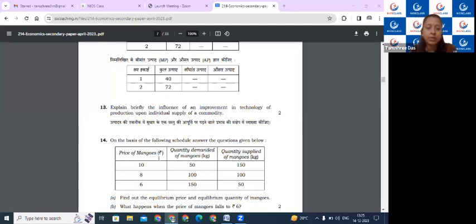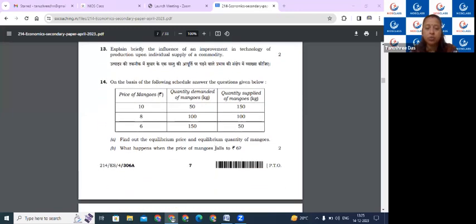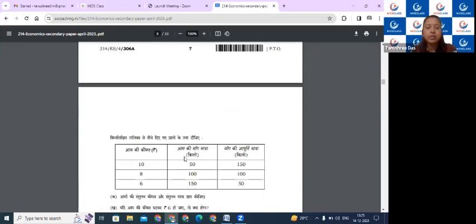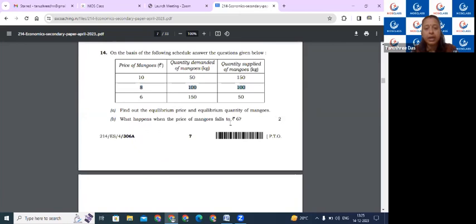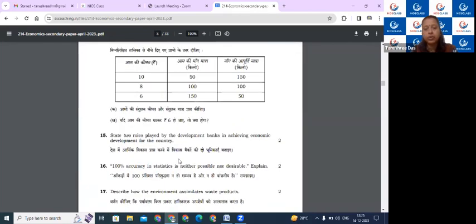Then, on the basis of the following schedule, answer the given questions. Find out the equilibrium price and equilibrium quantity of the mangoes. This is the equilibrium price and quantity: 800, 100. This is the place where the quantity demanded and the quantity supplied are equal. Then what is the next question? What happens when the price of the mango falls to ₹6? When the price of the mangoes falls to ₹6, the demand for the mango increases. As a result, the supply for the mango decreases. That is what we found here.